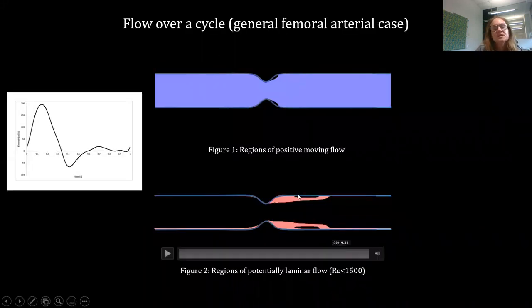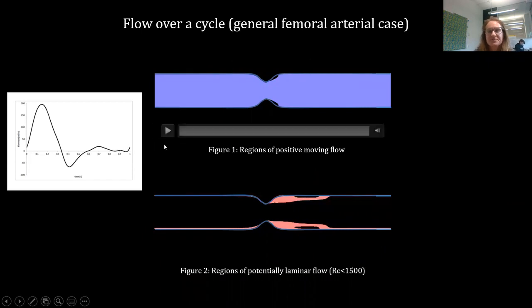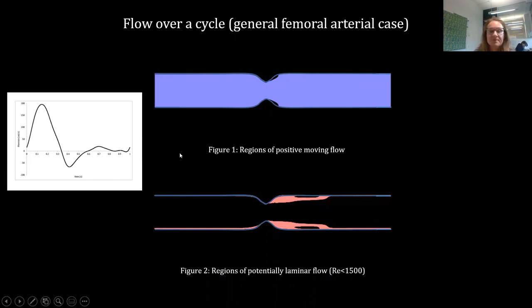Okay. If we look at, for example, the femoral artery, which is quite an interesting case. The femoral artery is a big artery that's in your leg. You can see that the cycle on this vessel actually goes fast forward and then it has a bit of reverse flow as well. So it's quite an interesting flow profile from a fluids point of view.